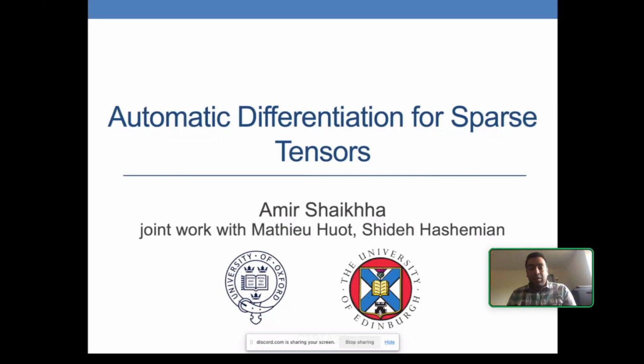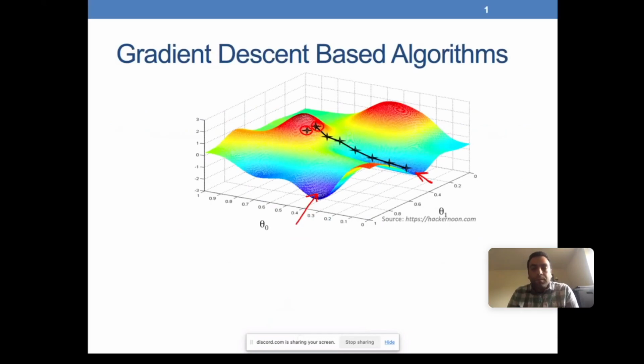So the work is on automatic differentiation for sparse tensors. Everybody here definitely knows what sparse tensors are. Let me first motivate the automatic differentiation.